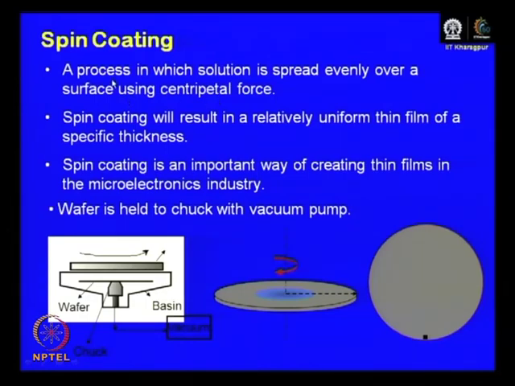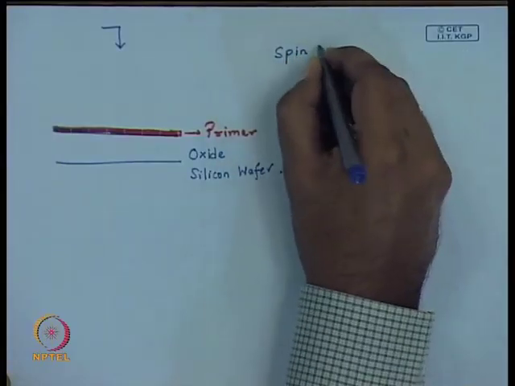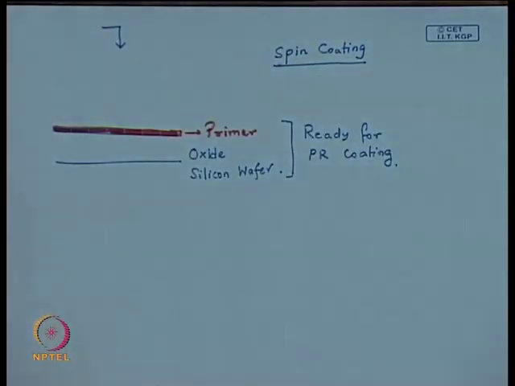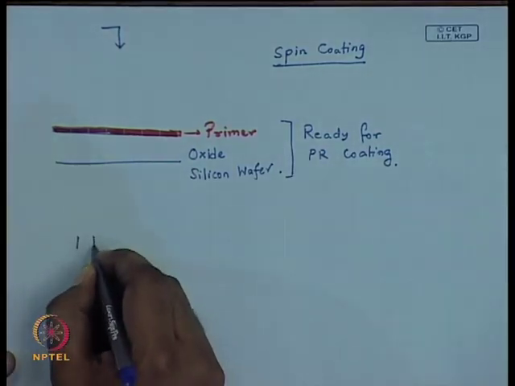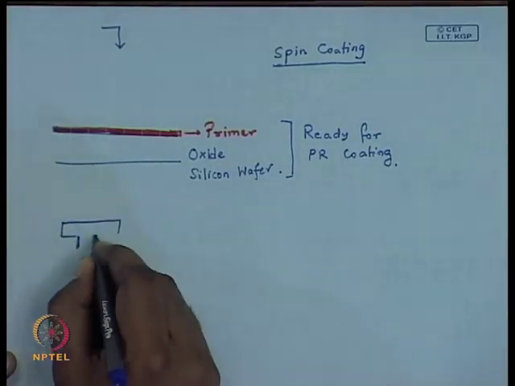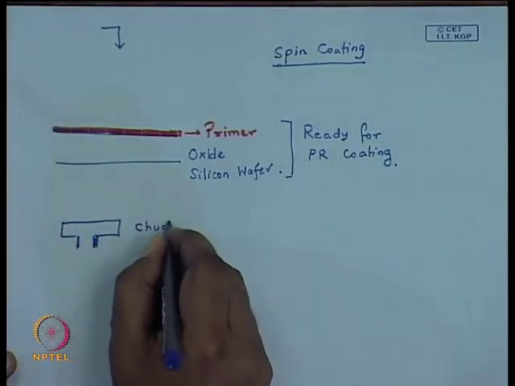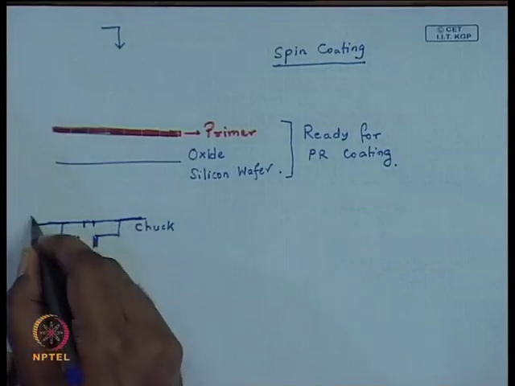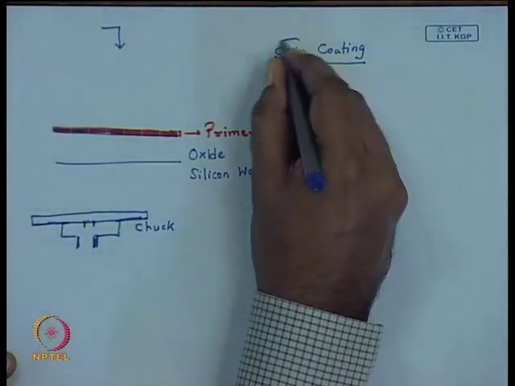The photoresist coating on the wafer surface is typically done by a technique called spin coating. It is very popular, very widely used and a very simple technique also. The instruments are available from lab scale right up to industrial scale. What you have is something called a chuck on which you place your wafer, and as you can figure out from the name, it will spin.